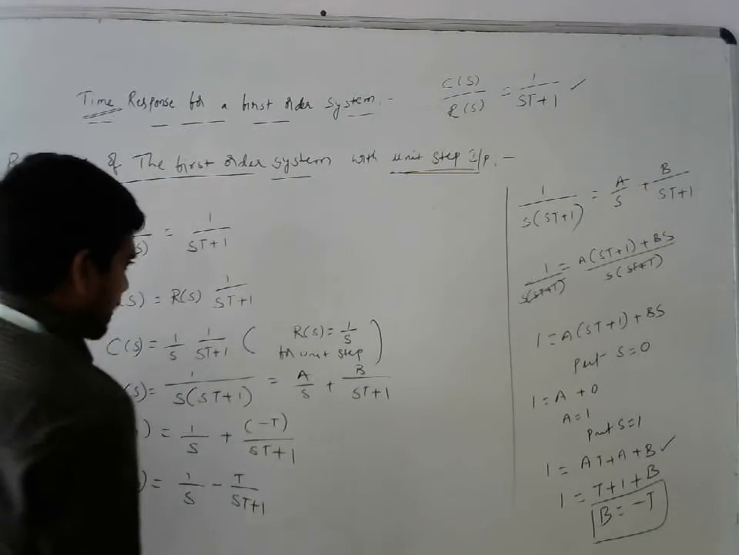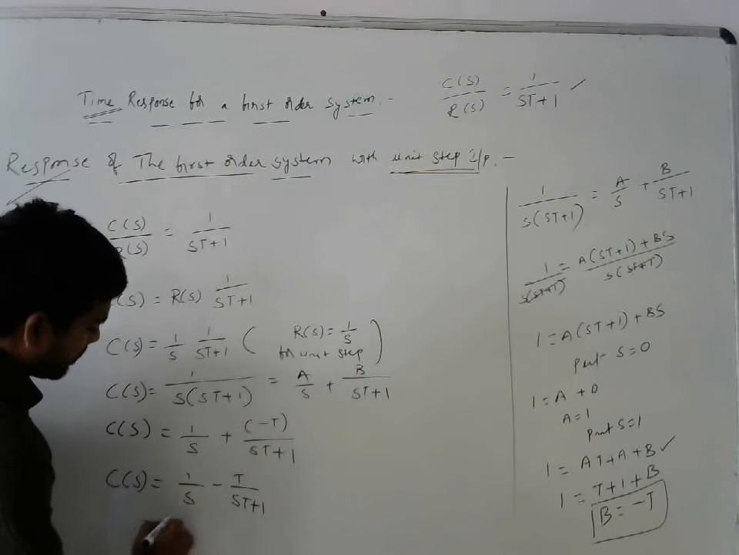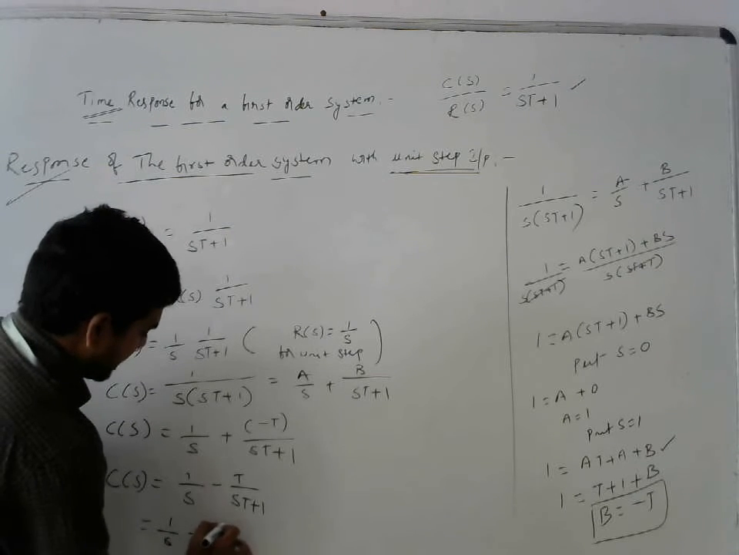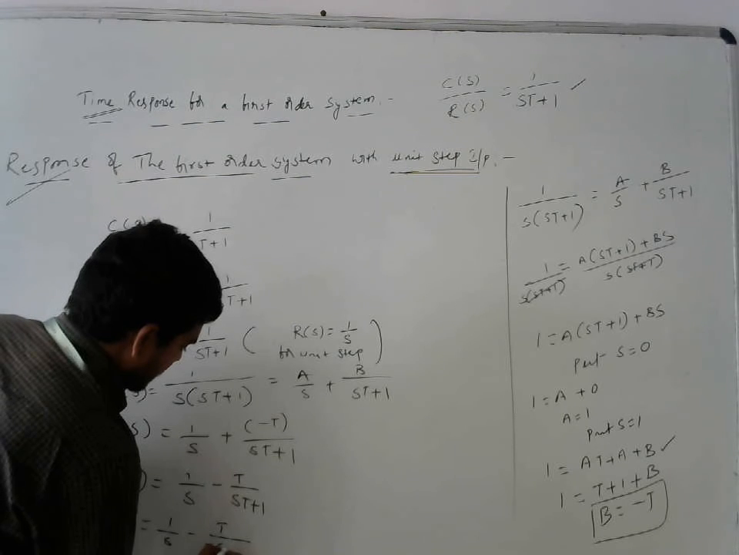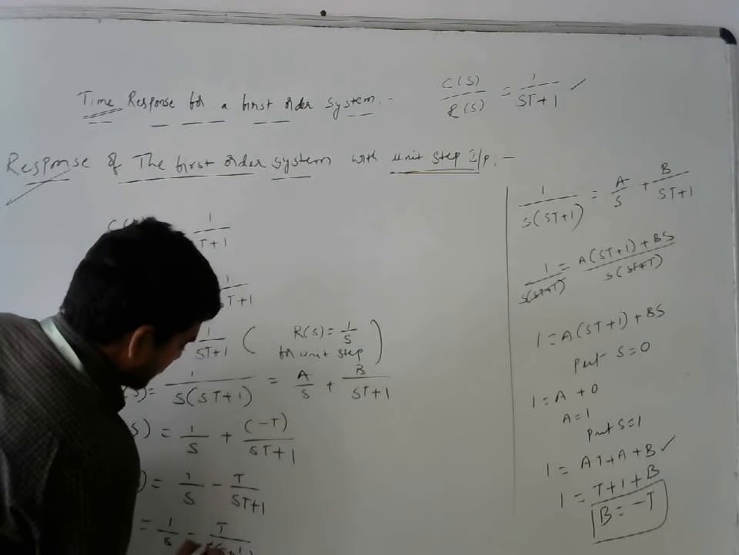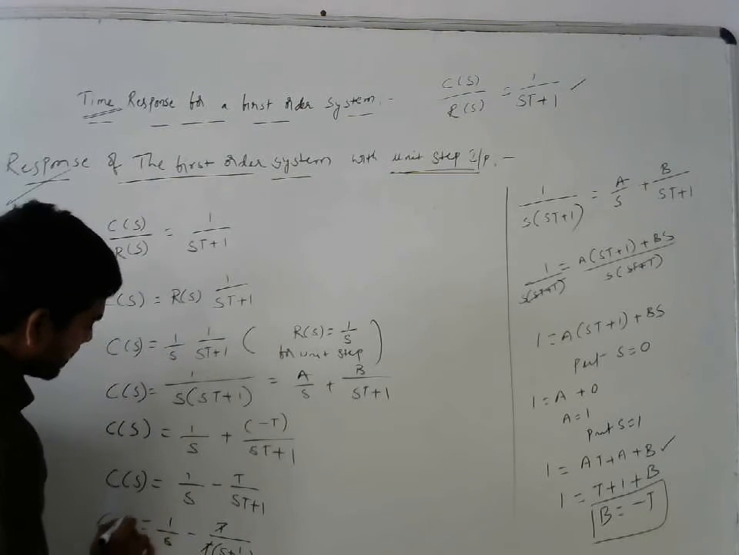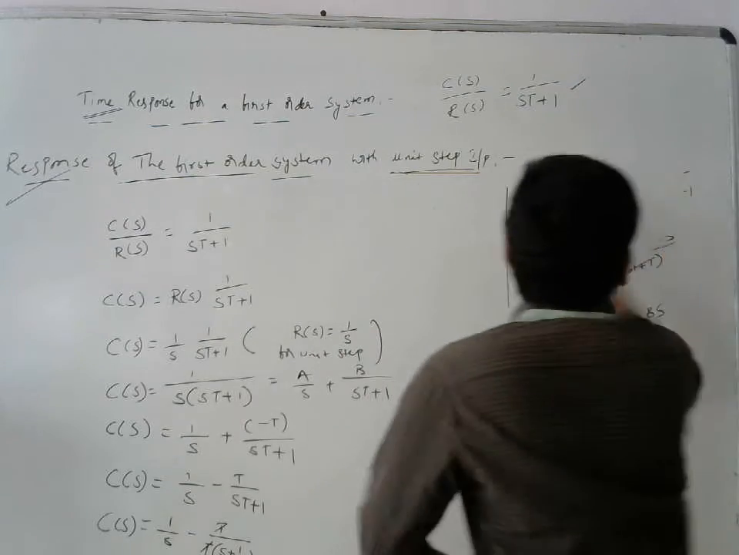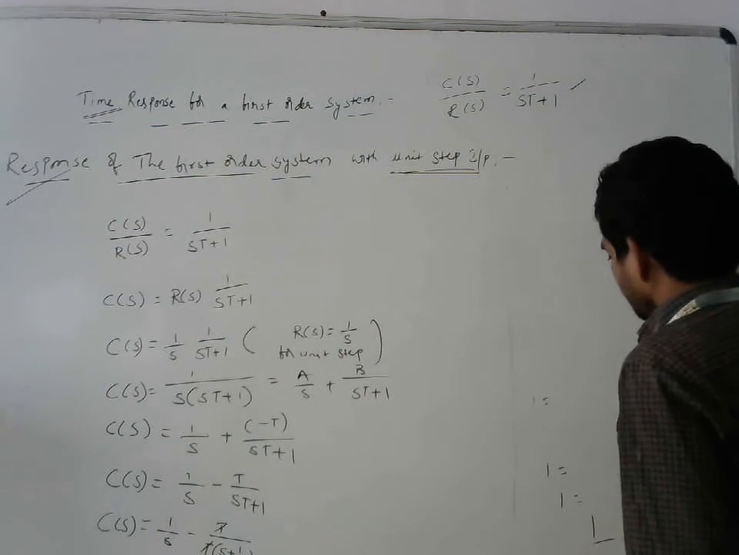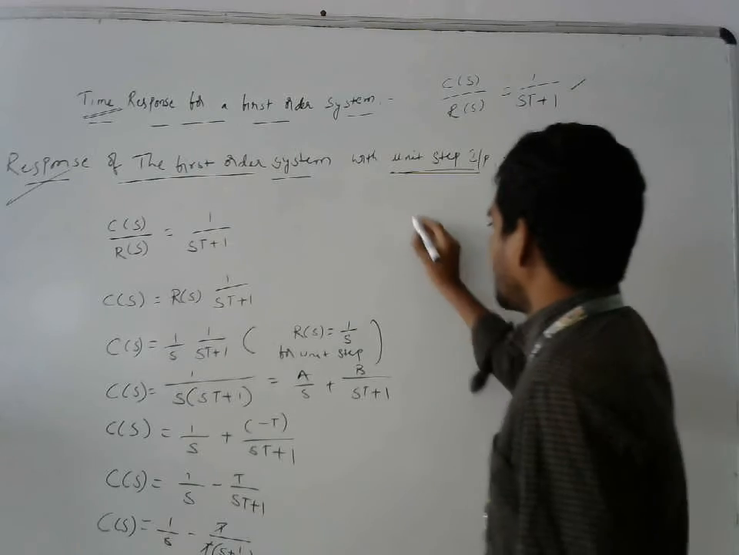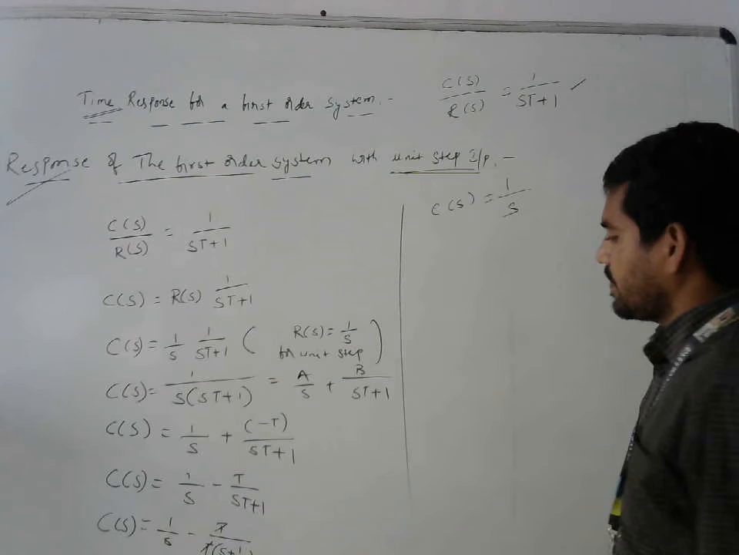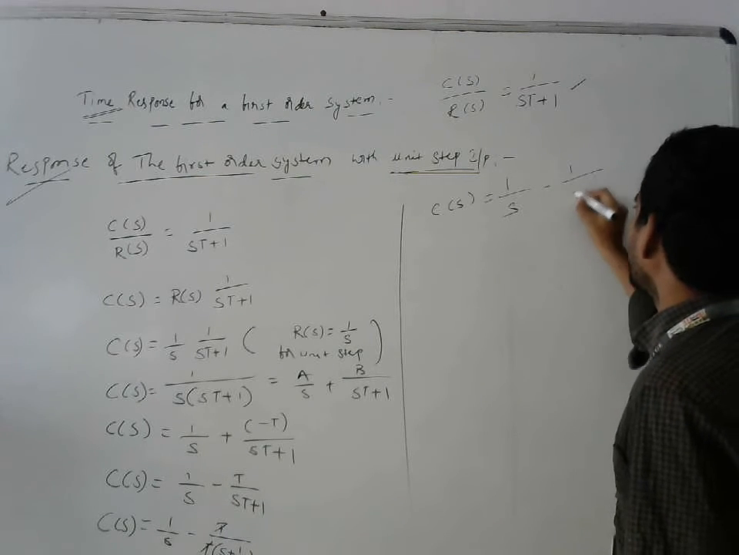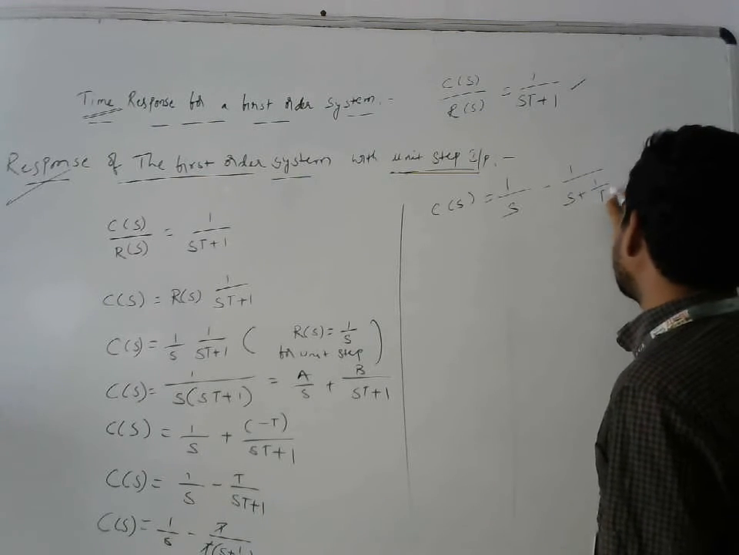Now, next step, we can simplify this one more thing. 1 by s minus, if I am taking T common here, what we are going to get? S plus 1 by T. This is what we are going to get for C of s. Again, I am going to write: C of s is equal to, finally we are getting, 1 by s minus 1 by s plus 1 by T.